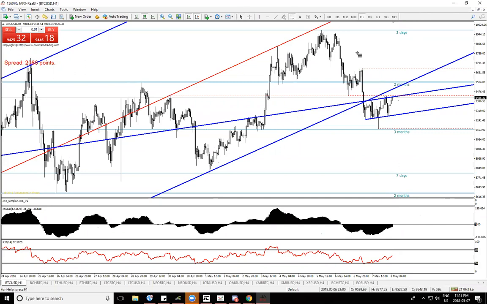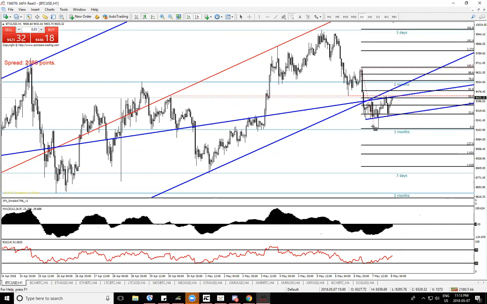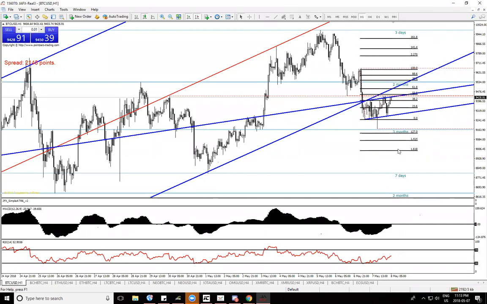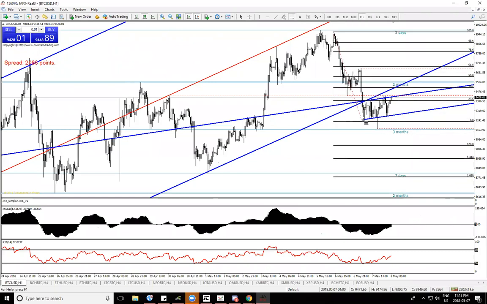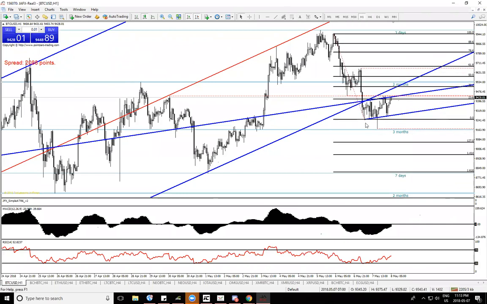What you can also do if you have your fib extension set up is you can do something like this. And it'll give you your fib extension targets. The other thing that we could do, now that's not how I like to do it, but that's also another way.